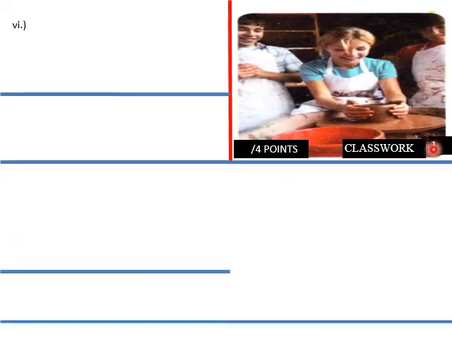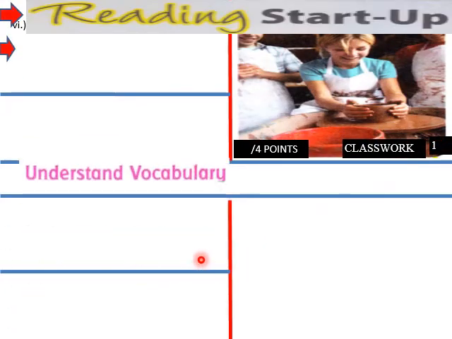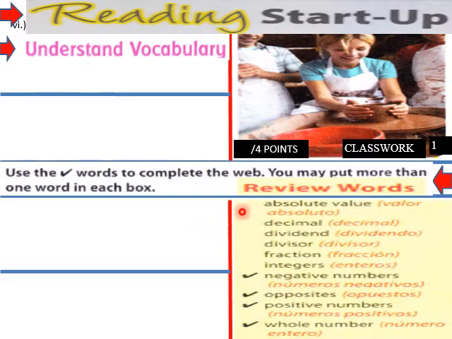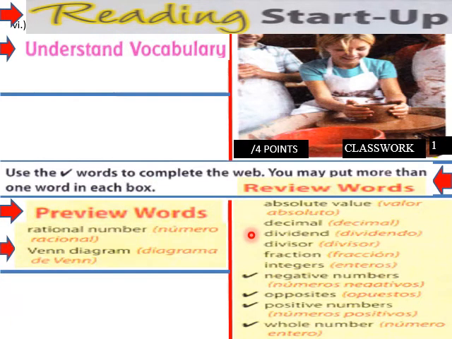Classwork page 1. Reading startup, understanding vocabulary. Use the check words. Here's our vocabulary list right here. Whole number, positive, opposites, negative numbers, integers, fraction, divisor, dividend, decimal, and absolute value. Preview words: rational number and Venn diagram. So these are some new words here. We've had a lot of these so far. These are new here.